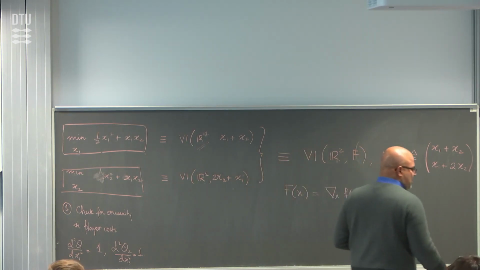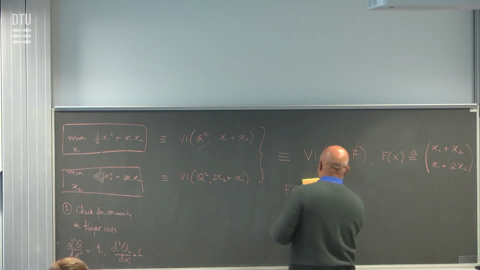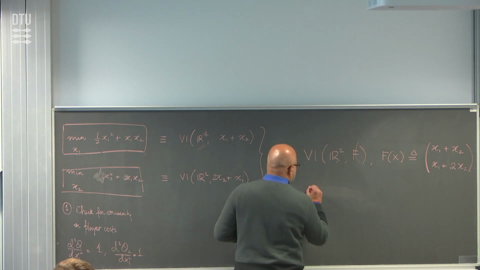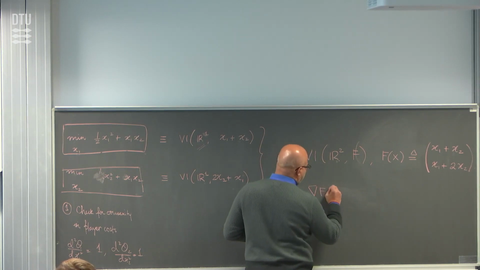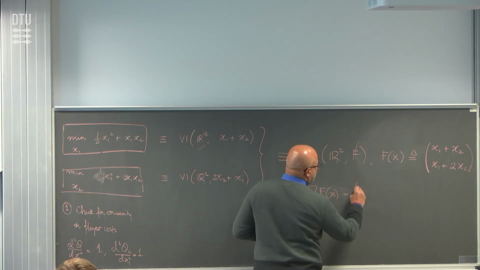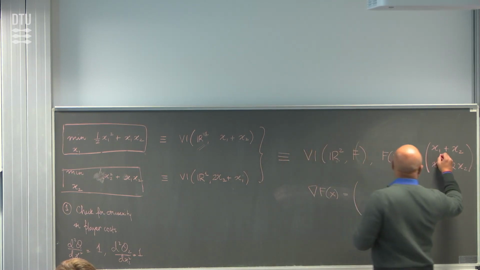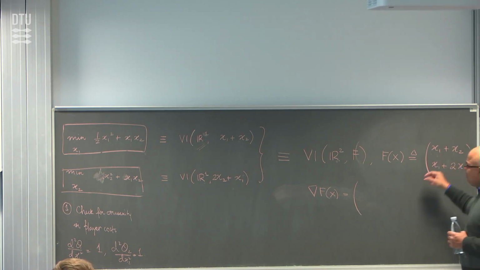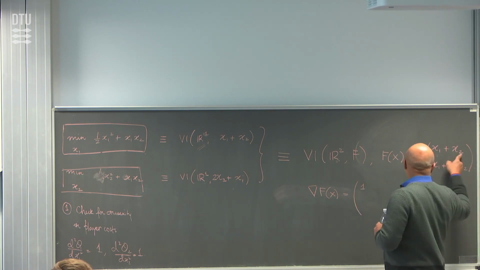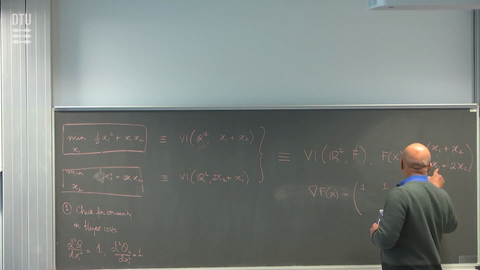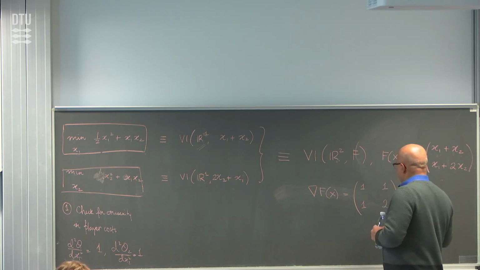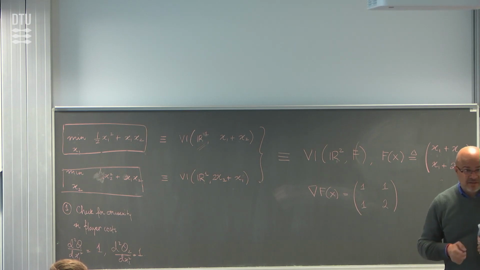Before that, let me do something so it makes it obvious. If you take the Jacobian, the term Jacobian is reserved generally for vector mappings. You take each element and differentiate it by all the variables. You differentiate this in x1, you get 1. Differentiate this in x2, you get 1. In x1, you get 1. In x2, you get 2. So what you get is a symmetric matrix.